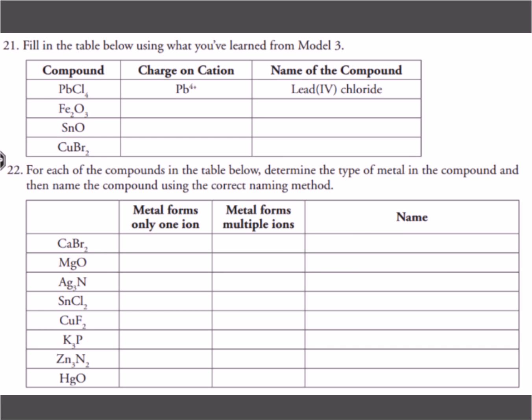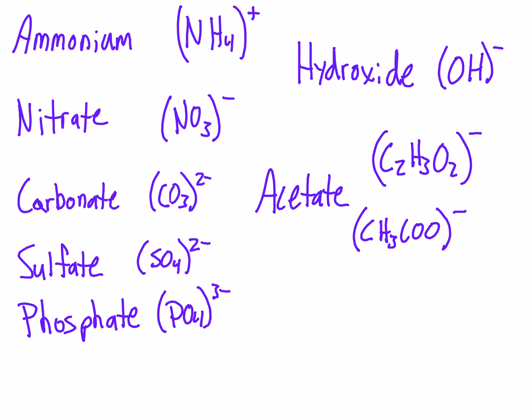All right, fill in the table below with what we've learned from Model 3, Fe2O3. You know what? We're going to come back to this actually. Folks, you need to know these 7. Notice, when we look at their formulas, what's unique about their formulas? They're all ions, hence polyatomic ions, so they all have charges. Where's the charge located, though? On the outside of the parentheses.